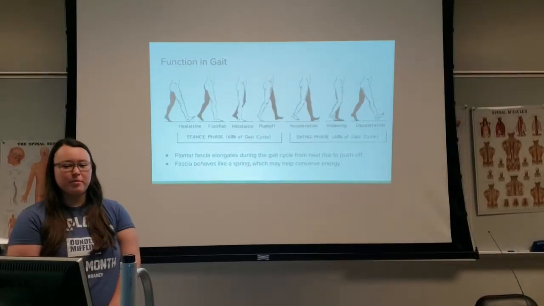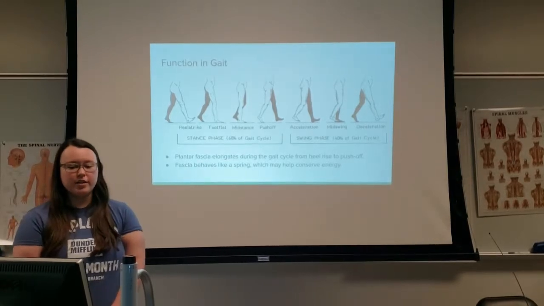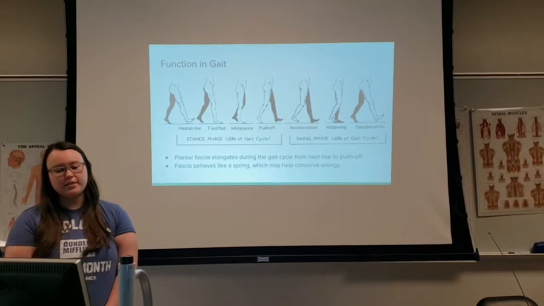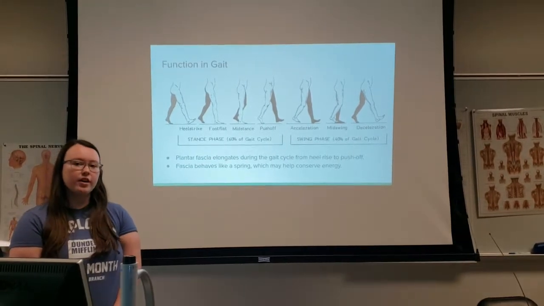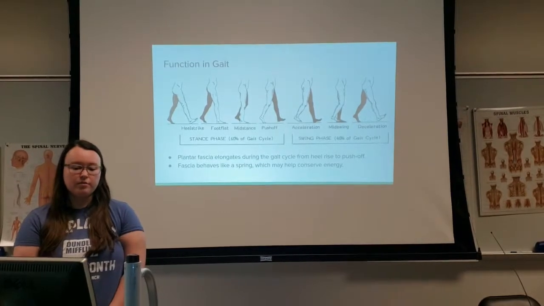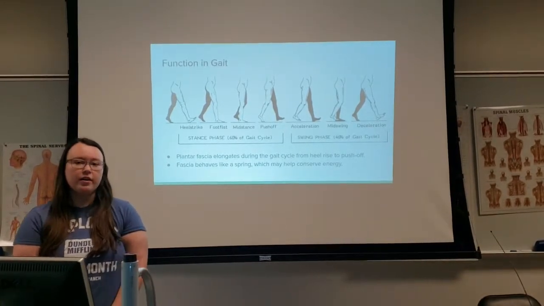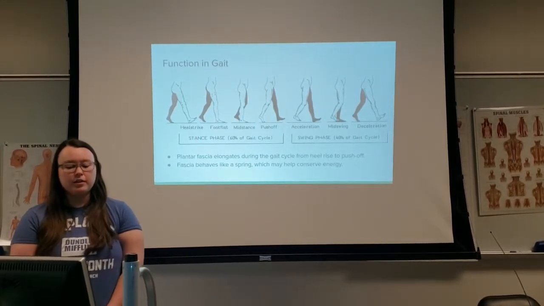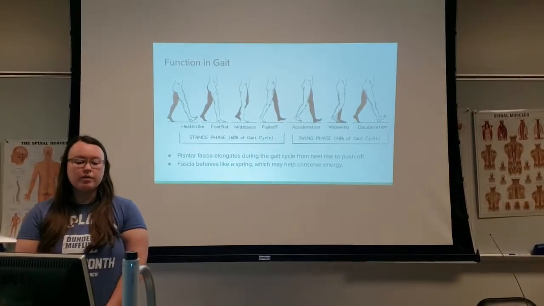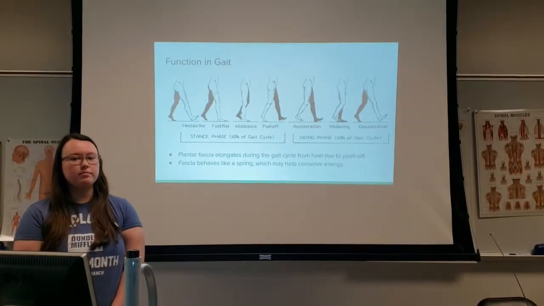So next we're going to talk about the function of the plantar fascia during your gait cycle. So there's 4 phases of the gait cycle, which is the heel strike, foot flat, mid stance, and push off. So the plantar fascia elongates during the gait cycle from heel rise to push off, and it behaves like a spring, which may help conserve energy.